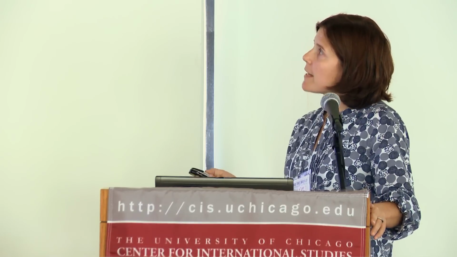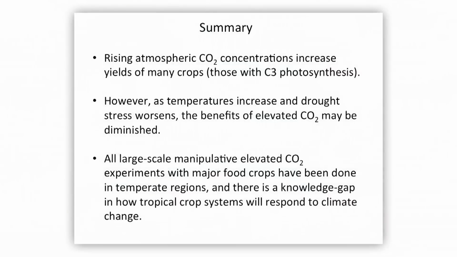Okay, so just to summarize this section, rising atmospheric CO2 increases the yields of many crops, in particular those with C3 photosynthesis. But as temperatures and drought stress worsen, the benefits of high CO2 may be diminished. And of course, all of the large-scale manipulative experiments that have been done to date have been done in temperate regions. And so there certainly is a knowledge gap of how tropical systems will respond to climate change.